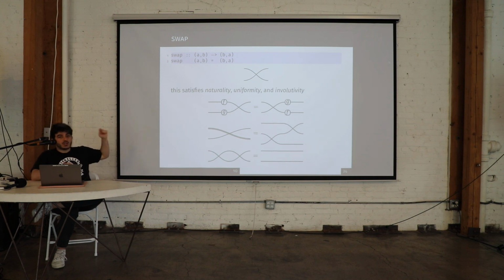The first one says that you can slide beads across the crossing. The second one says that if you treat two strings as though they're a bundle of one string and cross them with the other, that's the same thing as if you did them one by one. And this last one says that if you just swap twice, you'll go back to where you started.